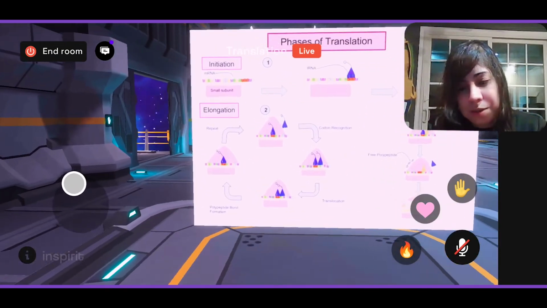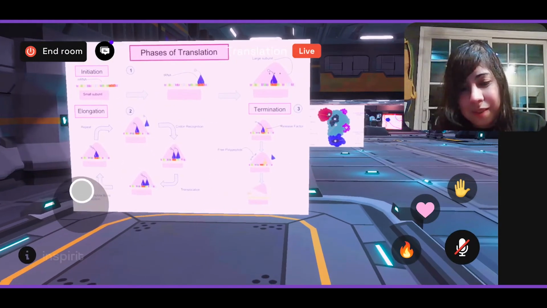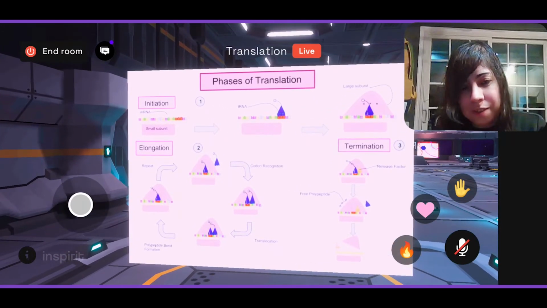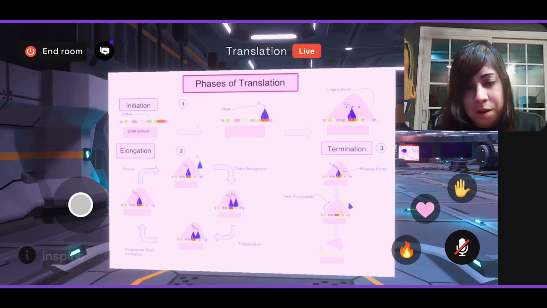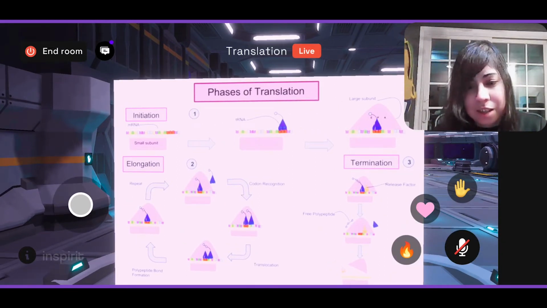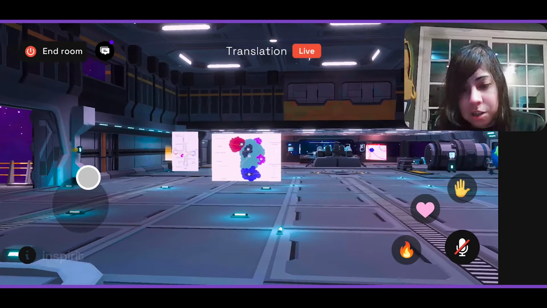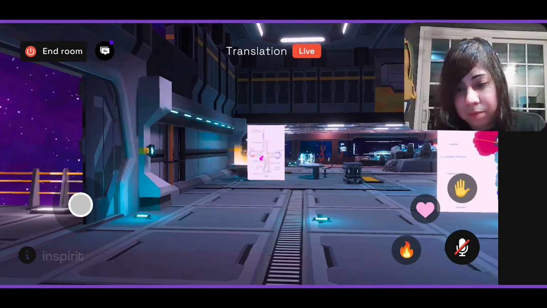So as we continue to walk around the ship, we're going to come across this diagram or picture. This shows where translation takes place, and it actually takes place, as you can see, and we come a little bit closer, in 3 stages. You have initiation, elongation, and termination.